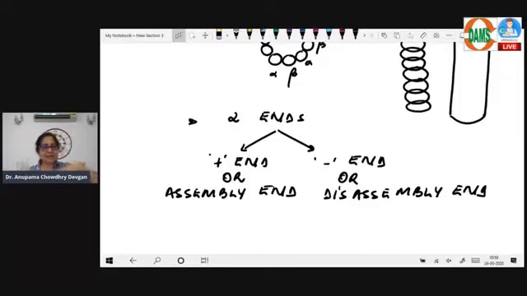What is the assembly end? The assembly end is where these rings are added. Remember, microtubules are dynamic structures. When you say dynamic, that means they can be modified. There is addition of these rings and removal of these rings. The plus end is where the rings are added, and the minus end is where the rings are removed. So they have a definite polarity. There is a plus and there is a minus end.